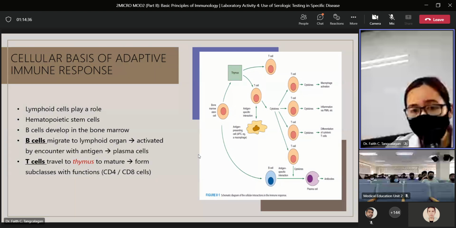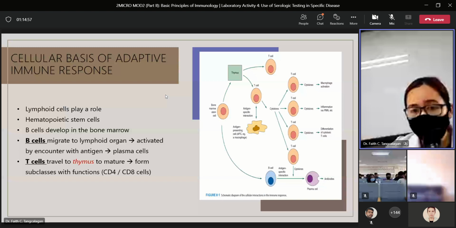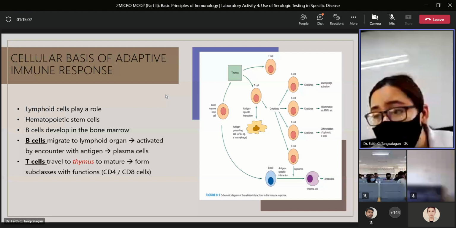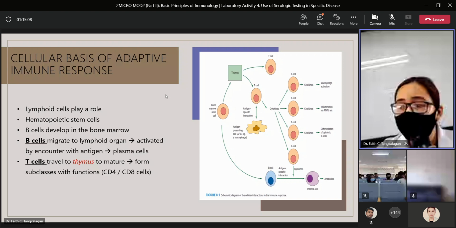So just remember the concept. How about your T cells? Your T cells are lymphocytes. They are also produced in the bone marrow, but where do they travel? They go to the thymus to mature. What happens there? How do they mature? They mature through differentiation, actually based on the process of selection.